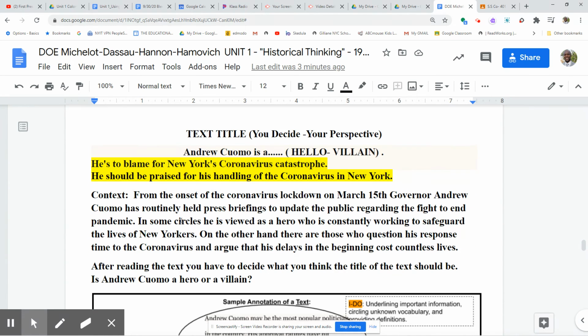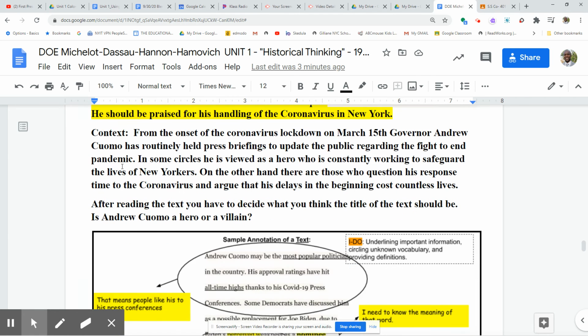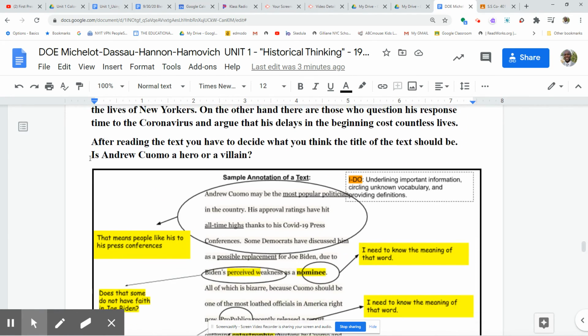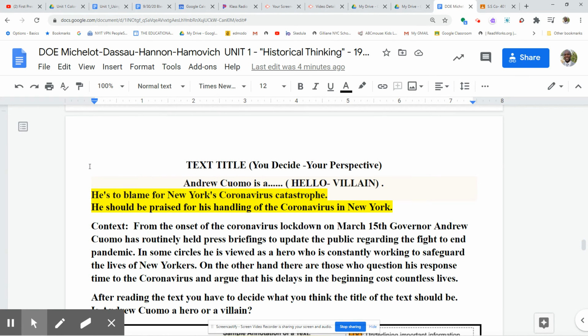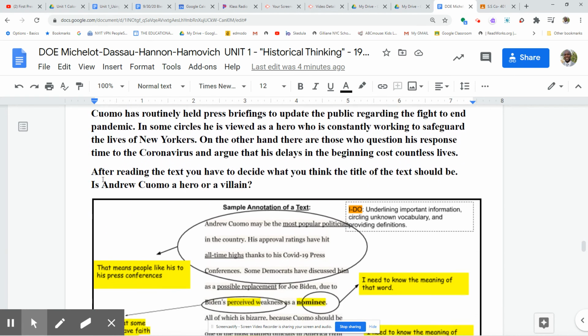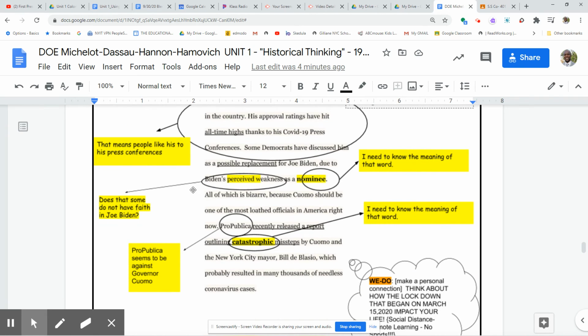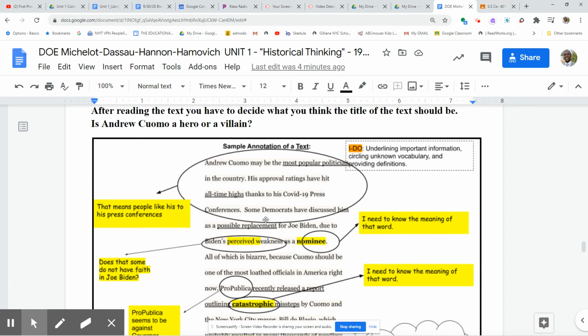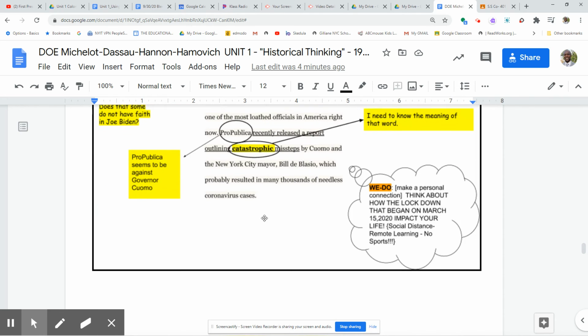Now, the text we're going to focus on is from an article titled Andrew Cuomo, Hero or Villain. Based on the reading of this article, you're going to determine whether you consider Andrew Cuomo a hero or a villain. I provided a sample of how you take certain bits of information from an article and extrapolate parts to come up with key points. Okay, we're going to model and go over this sample annotation together in class.